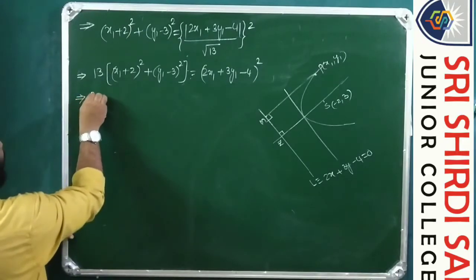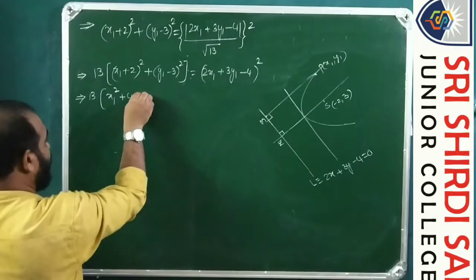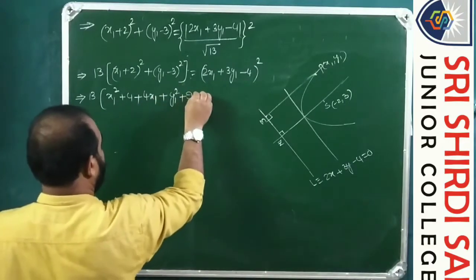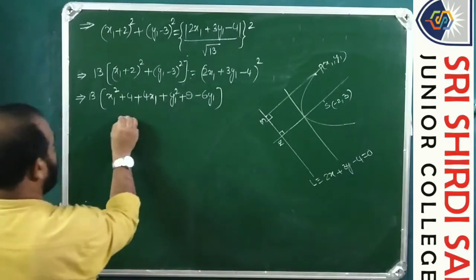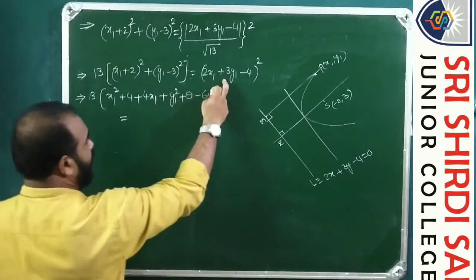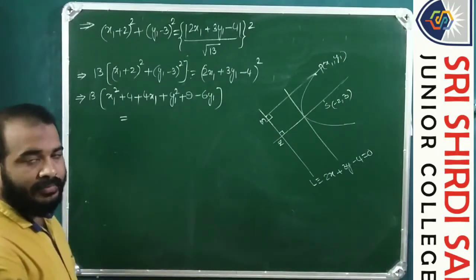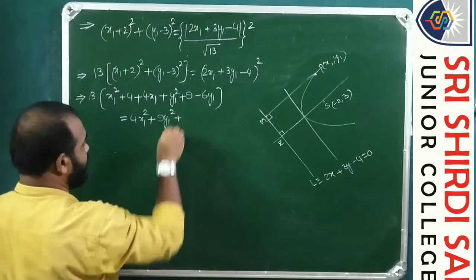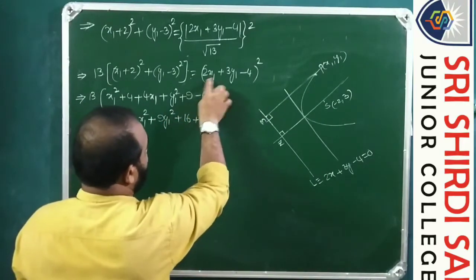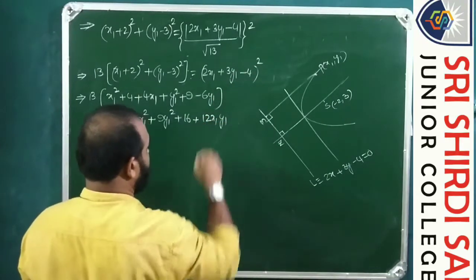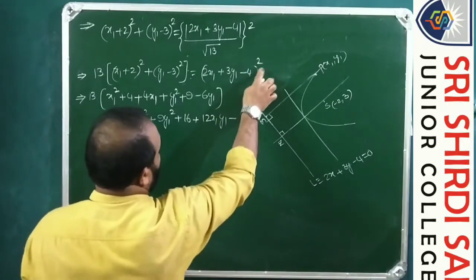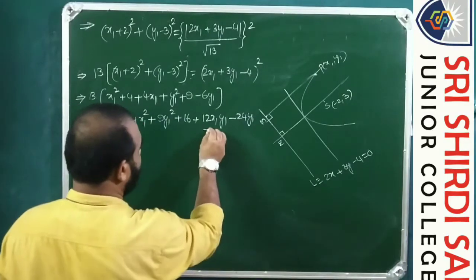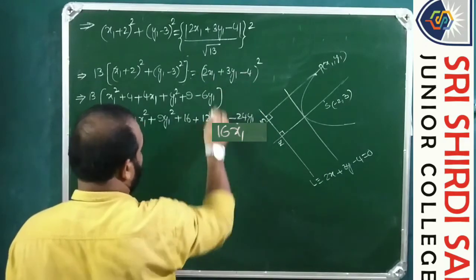This is 13 into (a + b)²: x1² + 2² is 4, plus 2 × 2 is 4x1, plus y1² + 3² is 9, minus 2 × 3 is 6y1, is equal to, using (a + b + c)² = a² + b² + c² + 2ab + 2bc + 2ca, 4x1² + 9y1² + 4 × 4 is 16, plus 2 × 3 is 6, 6 × 2 is 12x1y1, minus 2 × 4 is 8, 8 × 3 is 24y1, minus 2 × 4 is 8, 8 × 2 is 16x1.